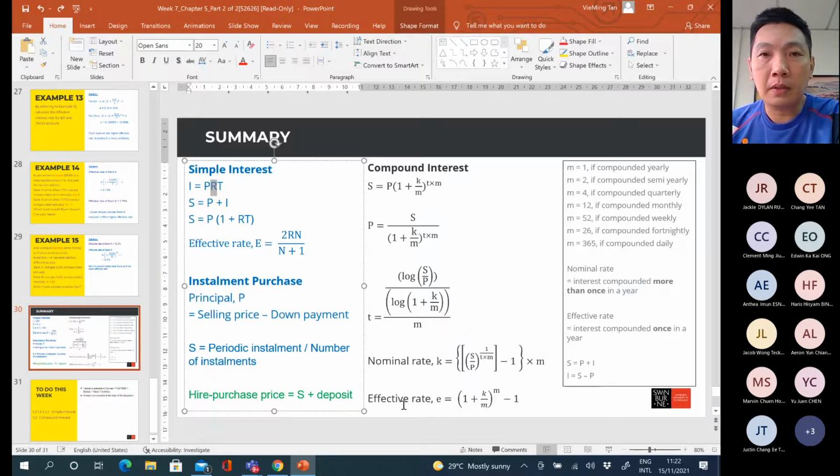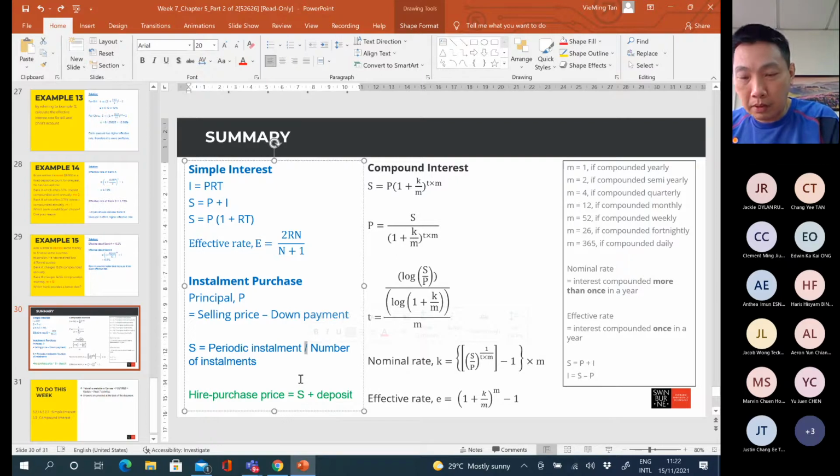It's different. And simple interest calculation can also be applied to installment purchase questions. If you want to apply it to an installment purchase question, make sure you calculate the P value first. The principal is the selling price minus the down payment. Then after that, you can use this formula to get the I and also the S value. Besides that, you can also use the periodic installment multiplied by the number of installments in order to get the S value.